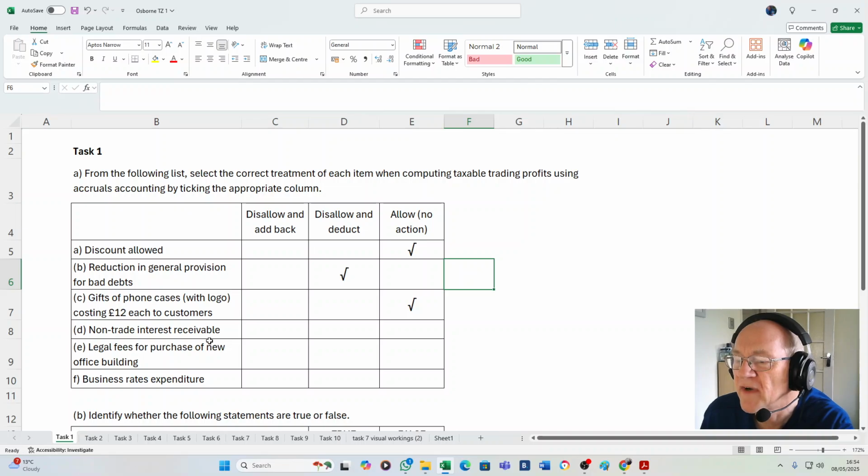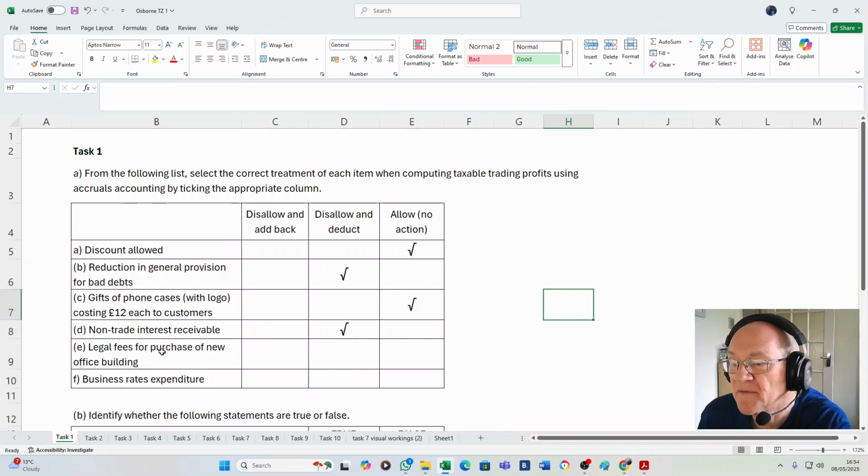So non-trade interest receivable. Okay, define what that means. It's from a bank account or something like that. And we're talking about the taxable trading profits. So we take that out. Doesn't mean to say it won't be taxed, it just means it's going to be taxed elsewhere.